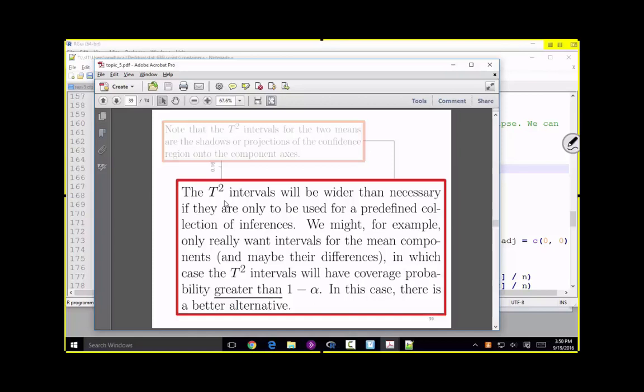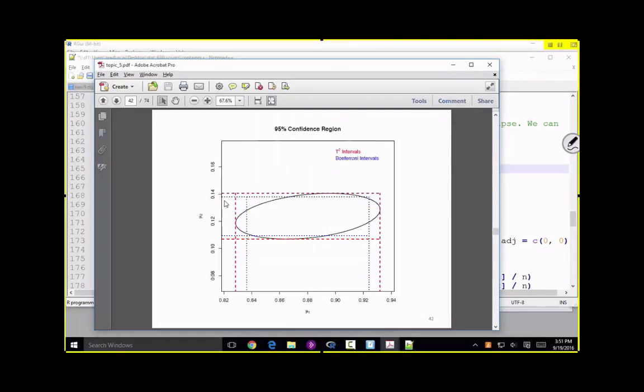And let me end with this comment. These are appropriately wide in order to give us simultaneous coverage. In actuality, they're wider than they need to be. So the coverage probability is actually bigger than 95%, for example. They're conservative. They're going a little wider than they have to. So we're going to meet a different style of interval.